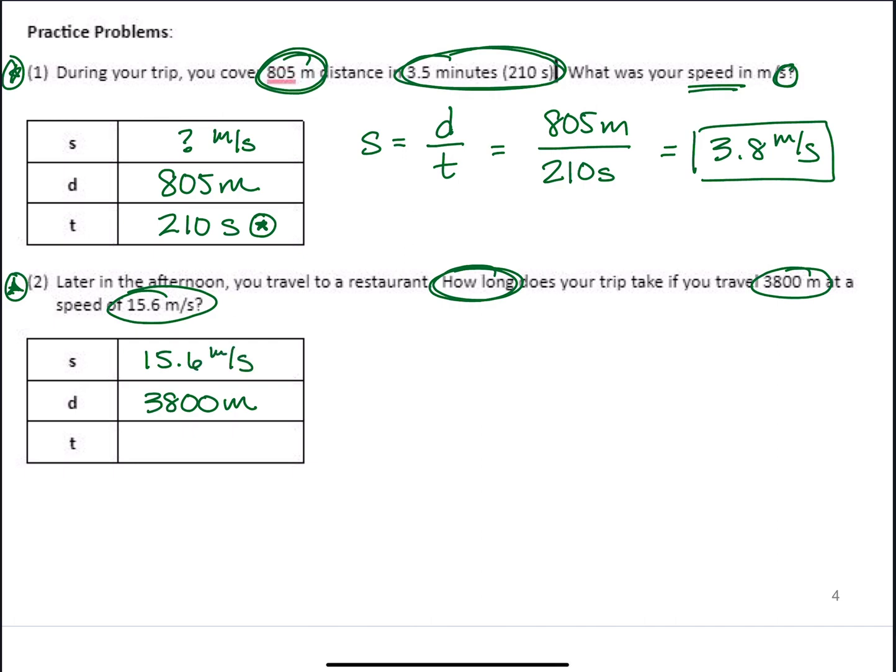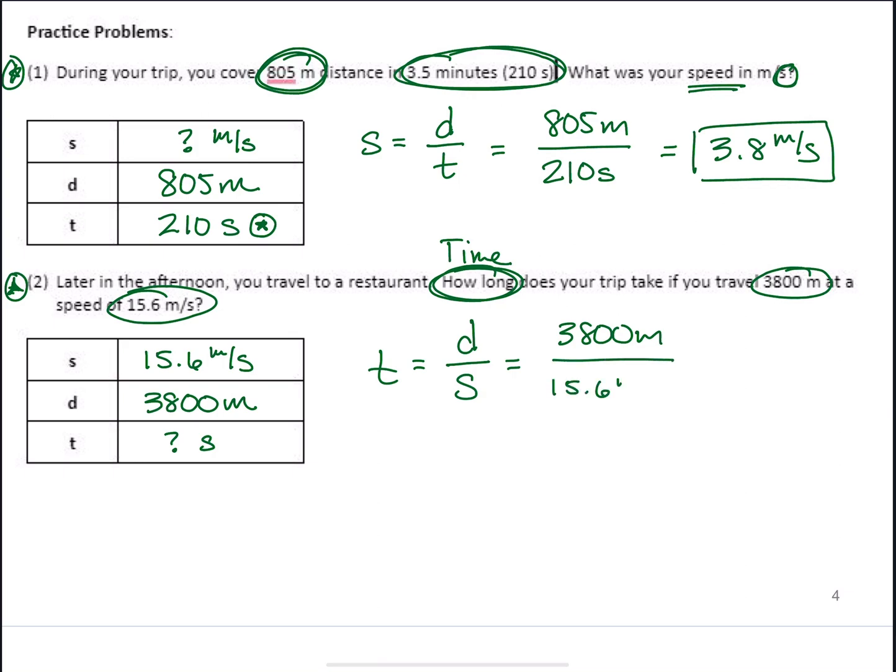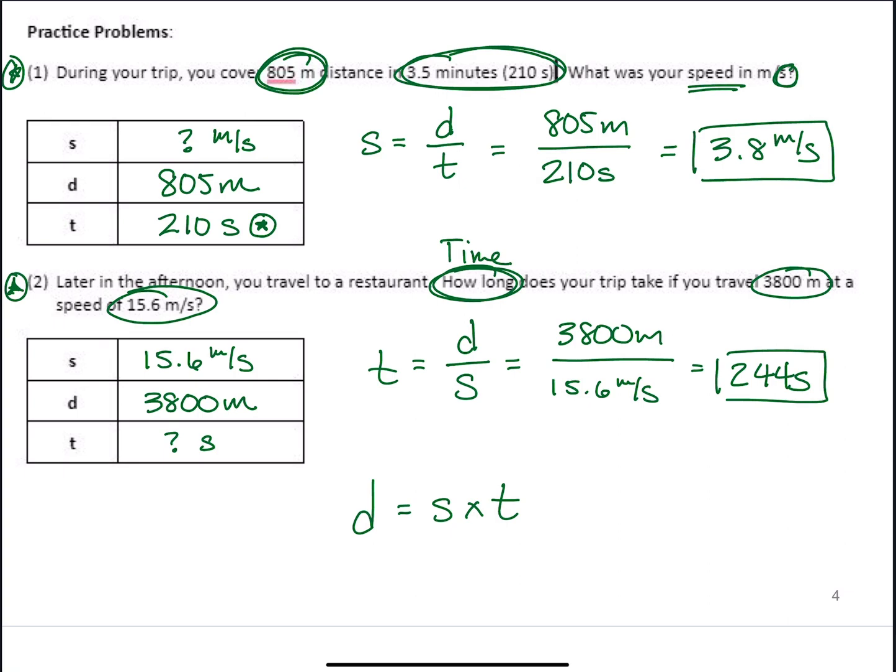The question's asking how long, which is time, so that's going to be our unknown, and we'll get units of seconds. So if we go back to our formula triangle, we'll see that time is equal to distance divided by the speed. All right, so 3,800 meters divided by 15.6 meters per second is going to be equal to 244 seconds. So that's how long the object is going to be in motion. Now obviously we could also solve for distance, and then we would have speed times time, but I don't have an example for one of those.